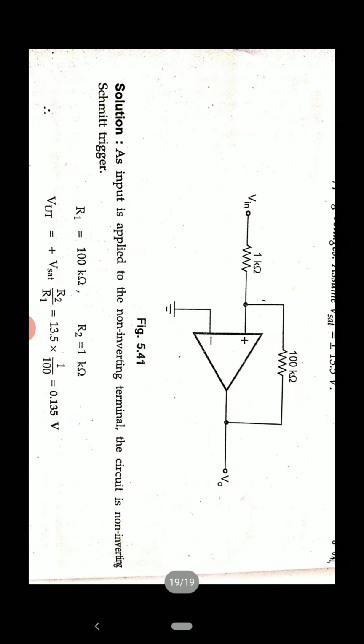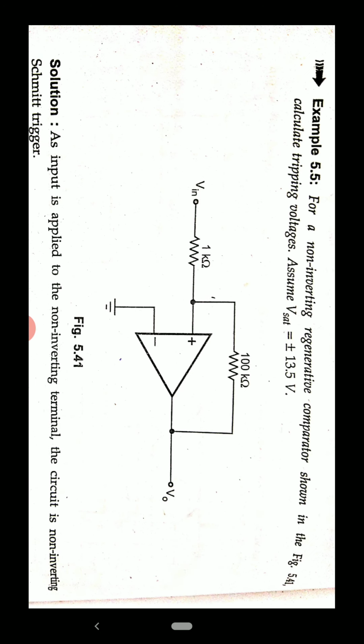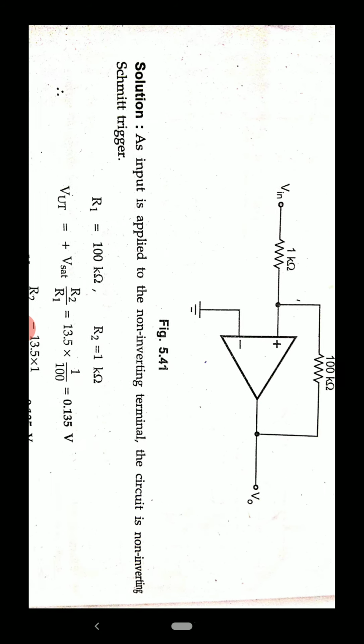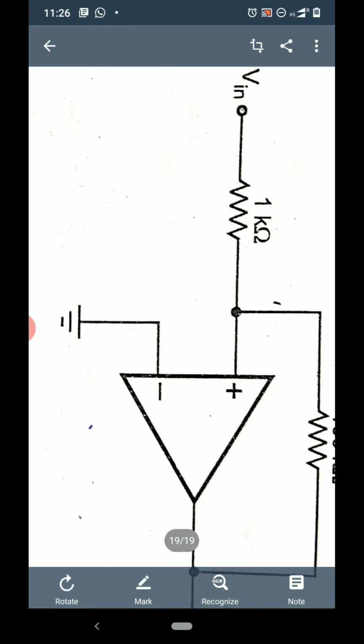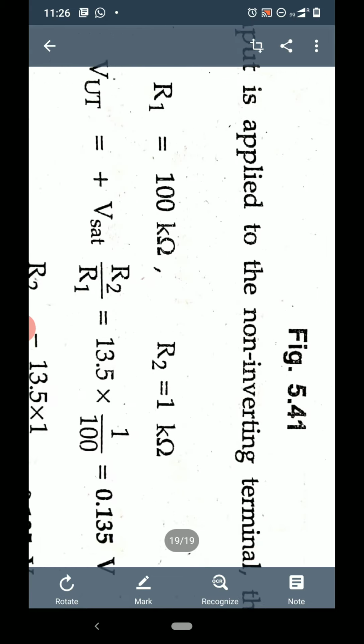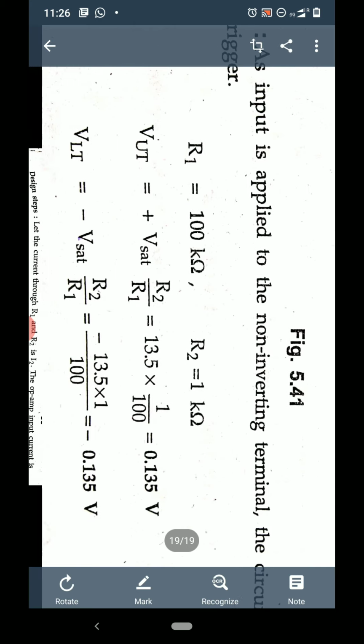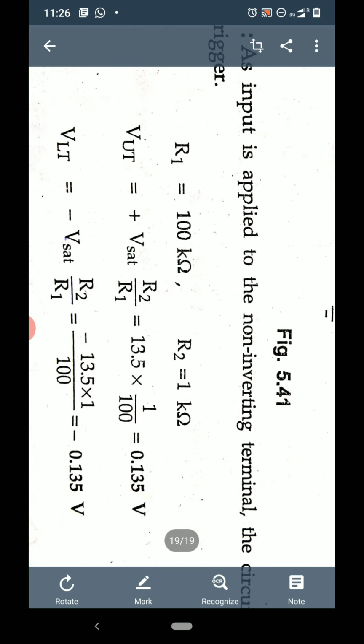Okay, similarly there is one more small problem. For a non-inverting regenerative comparator shown in the figure, this is based on the non-inverting, that is, inverting, previous problem. Calculate the tripping voltages, that is VUT and VLT, he is asking. You know the formula for VUT and VLT. He has given V saturation. Just look at this. These 2 resistance values he has given, one is R1, one more is R2. You know the formula for VUT and VLT. Put the values of R1, R2 and V saturation and calculate VUT and VLT.